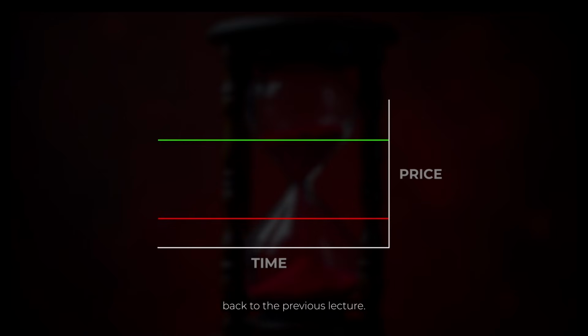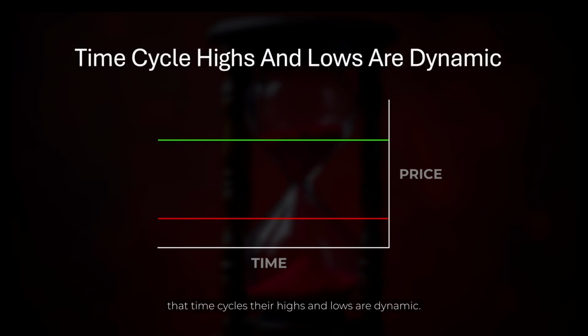to that previous lecture. When it comes to time cycles, it's important to note that we have a specific high, which is represented by this green line, and a low, which is represented by this red line. These highs and lows will form during specific windows of time. Time cycles, their highs and lows, are dynamic. You might be wondering, dynamic, what does that mean? Well, that means that the time cycle high and lows change for any particular time cycle as time progresses.